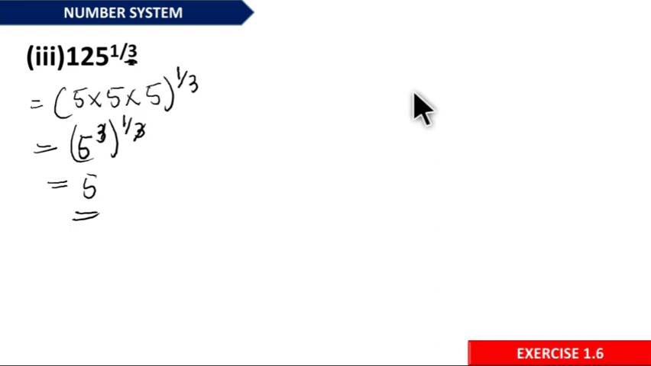Using prime factorization also you get the same term here. 125 we can't divide by 2 because this is an odd number, and we can't divide by 3 because when we add the digits, 1 plus 2 is 3, 3 plus 5 is 8, and 8 is not divisible by 3, so this number is also not divisible by 3. The next prime number after 3 is 5. We can divide this by 5 because in the unit place we are having 5.